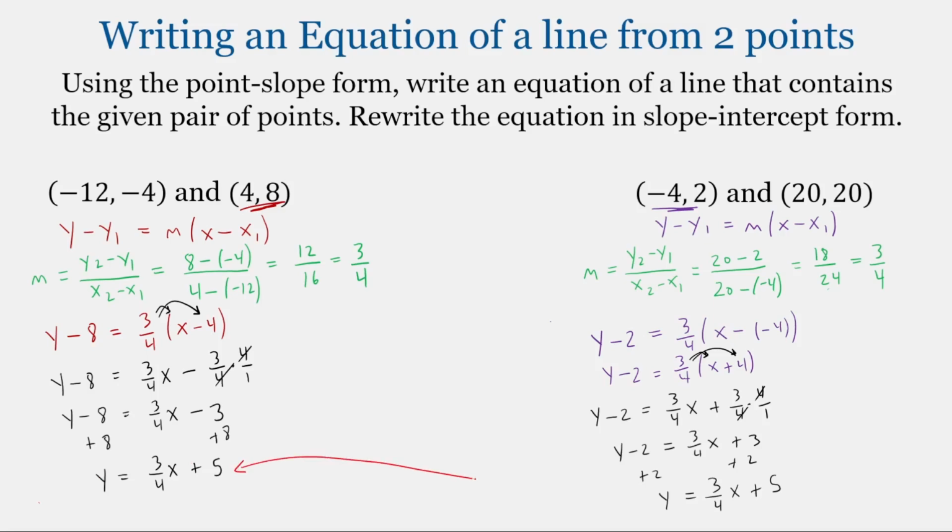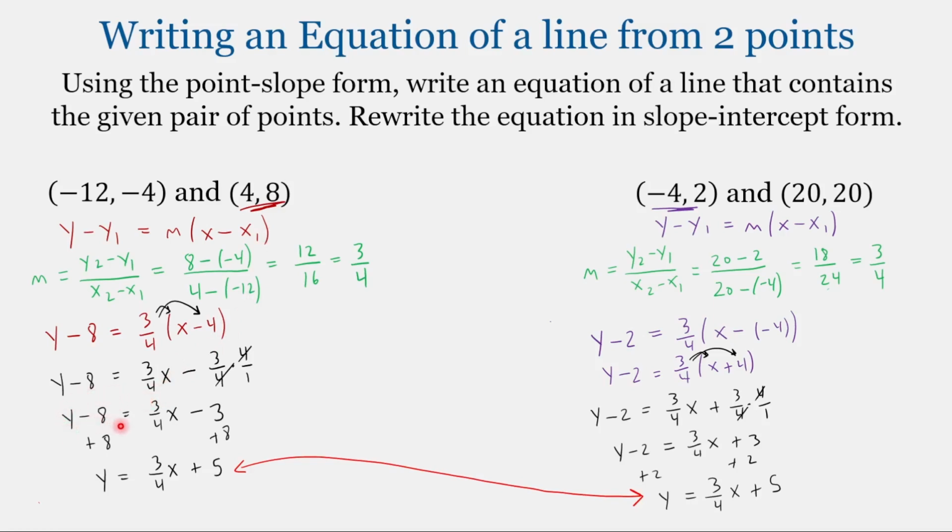These are the same equations. Y equal to 3/4 x plus 5. So this pair of points produce the same equation as the second pair of points. These 4 points all lie on the same line.